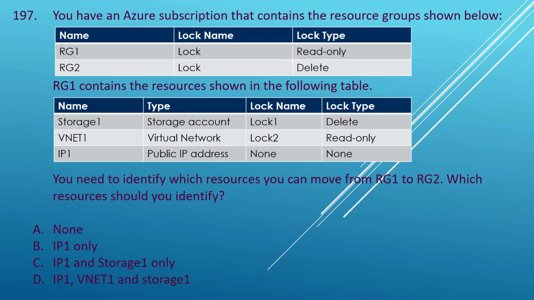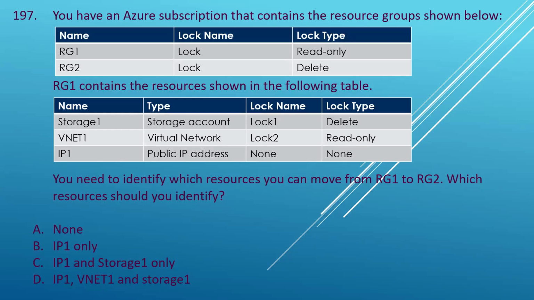Now the question is, you need to identify which resources you can move from RG1 to RG2. Which resources should you identify? Your options are none, IP1 only, IP1 and storage 1 only, IP1, VNet 1 and storage 1.